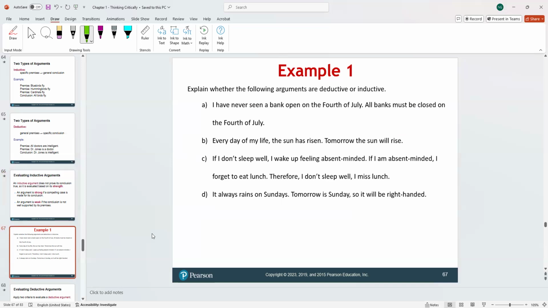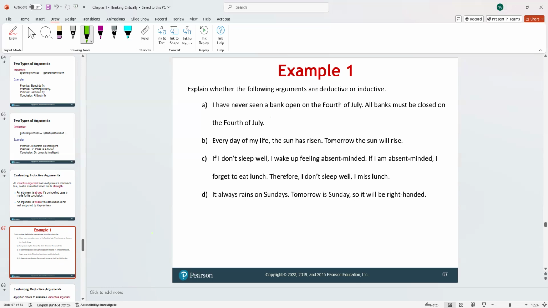In these examples, we are asked to explain why the following arguments are deductive or inductive. Look at the first one: I have never seen a bank open on the 4th of July. All banks must be closed on the 4th of July. Do we go with something general, or do we go with something specific and draw a general conclusion? If that's the case, we can say it is inductive.